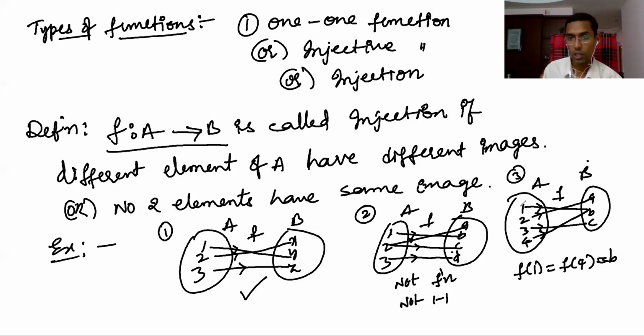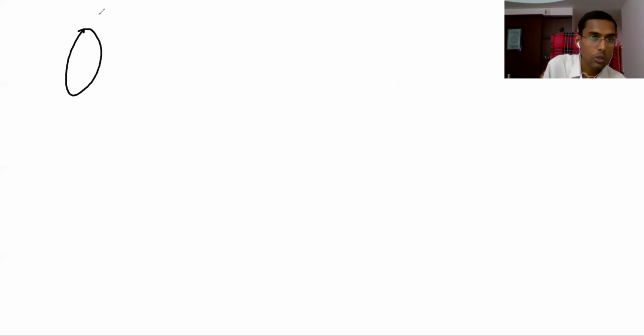So that means two different or distinct elements have the same image. So it is not a one-one function. Why? Two different elements, 1 and 4, have the same image. So therefore it's not one-one. Like that we can give another example also.